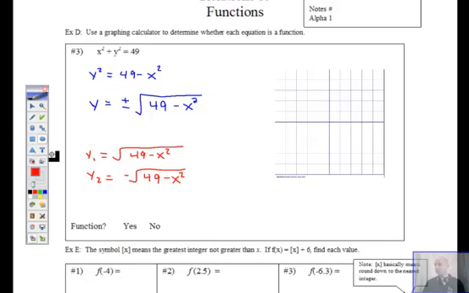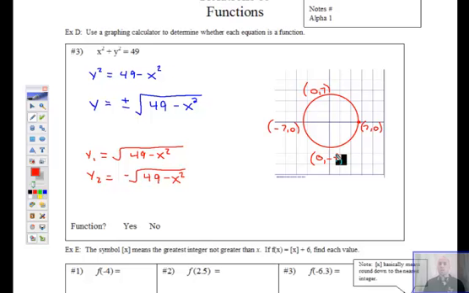And here's what it's going to look like. It's going to be a circle that crosses the x-axis at 7 and negative 7. It's going to cross the y-axis at 7 and negative 7. C for center.